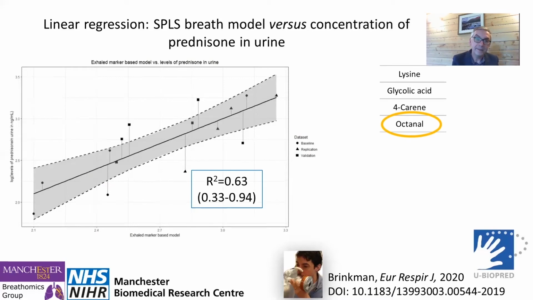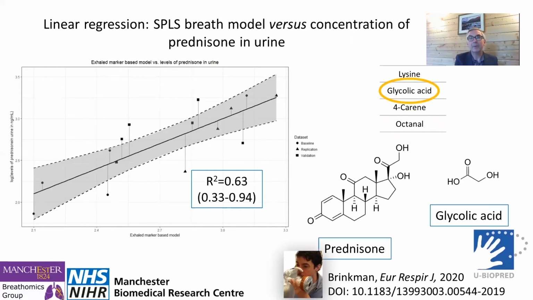We were indeed able to generate a model and of interest, the volatiles that contributed most to it were not exactly the same, but 2 of the 4 were the same. Octanol is an aldehyde and therefore likely to be related to airways inflammation, and therefore likely to be represented in this model because of the effect of prednisolone on inflammation.